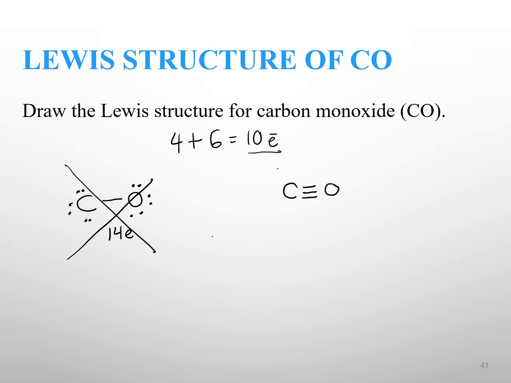Okay, so if you add a triple bond, each one of them already has 6, so you only need to add 2 on each side. So this will give us how many electrons? Let's count. 6, 8, 10. That's perfect. This is 10 electrons. So this is the correct Lewis dot structure for carbon monoxide.